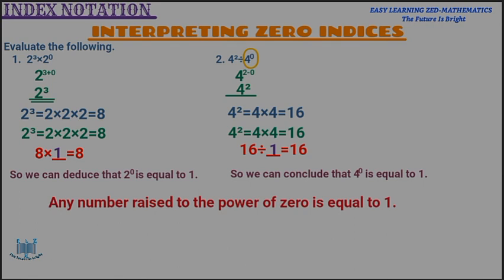So this is the interpretation of zero indices. You should always remember that any number raised to the power of 0 is equal to 1. That should be always in your mind. So whenever you are dealing with a number and its power is raised to the power of 0, know that the value is 1.